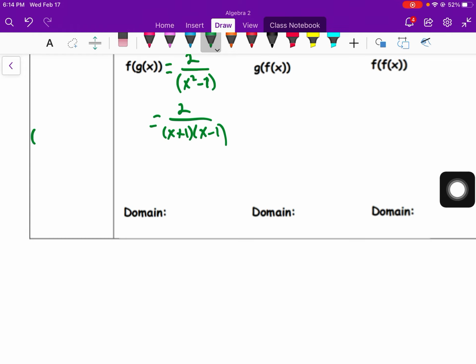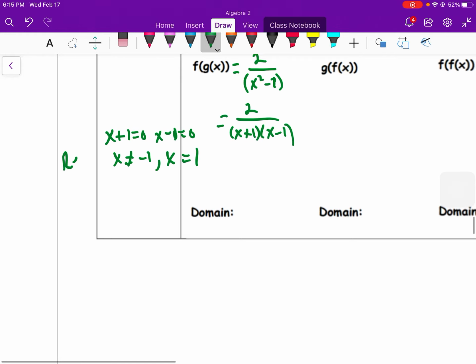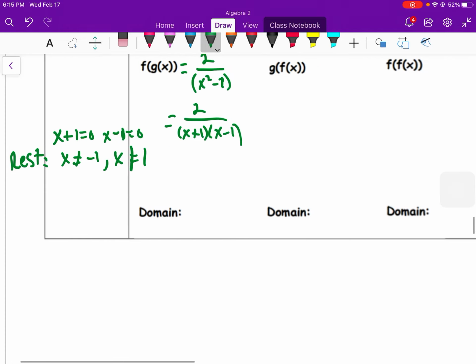So if we set both of those equal to 0, I'm going to do x plus 1 equals 0 and x minus 1 equals 0. x cannot equal negative 1, nor can x equal positive 1. So these are the restrictions. Besides those values, it is all real numbers except for the restrictions.